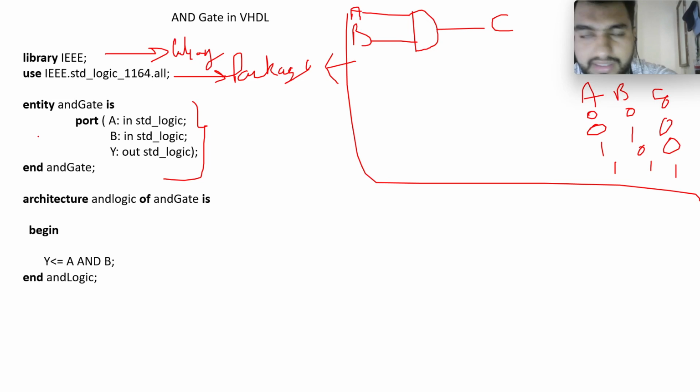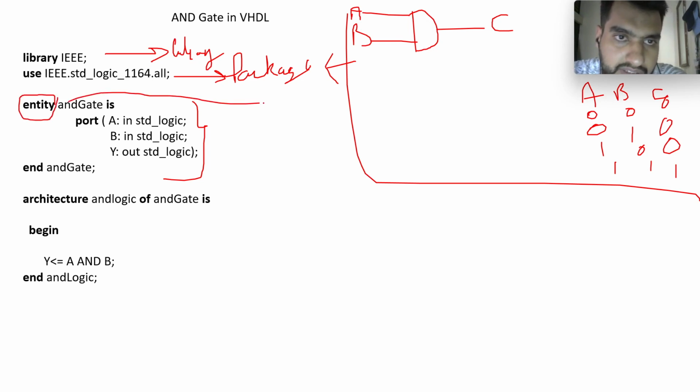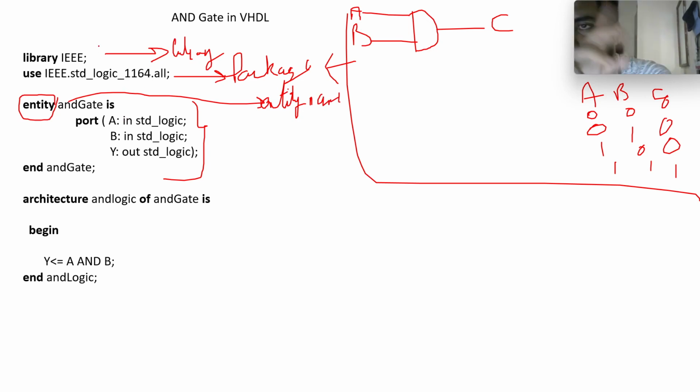So what I was saying is that this is the entity block. We saw that entity is the basic building block of a design. So here I have written entity, then I have written the entity name. This is my keyword for entity, then this is my entity name. This can be anything, you can write anything. So here I have written this, and then is is a keyword. After is we have this port. So port followed by parentheses will give declarations about the inputs and outputs, their directions and their types.